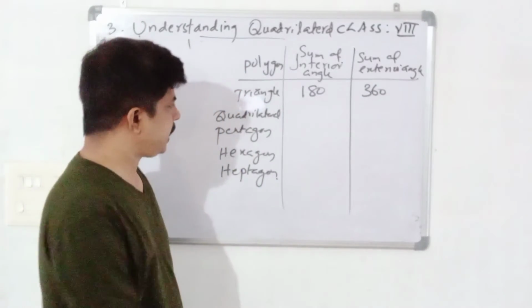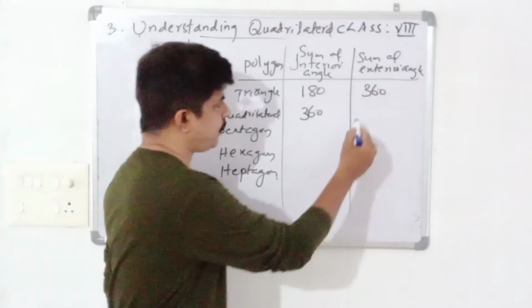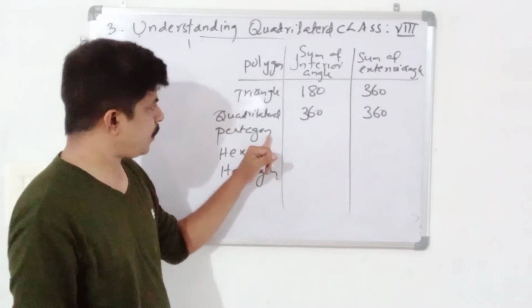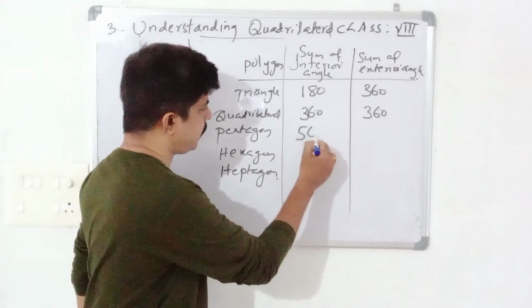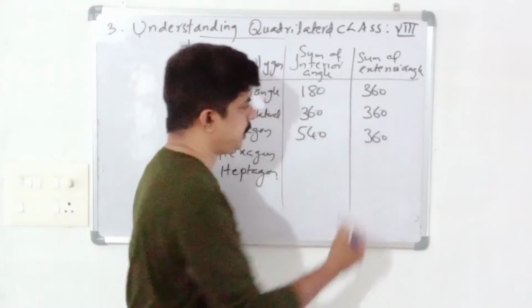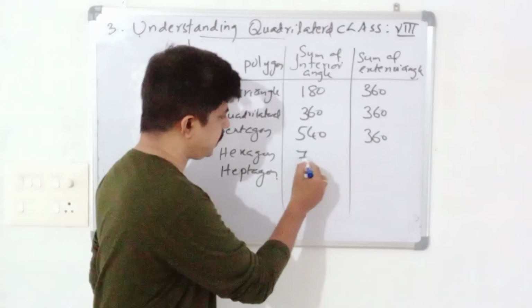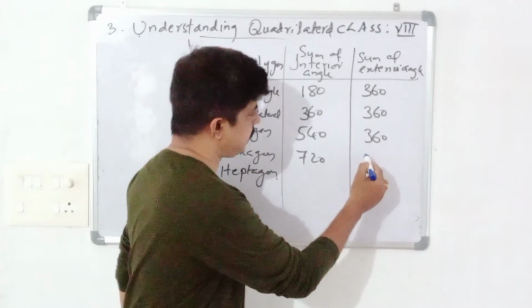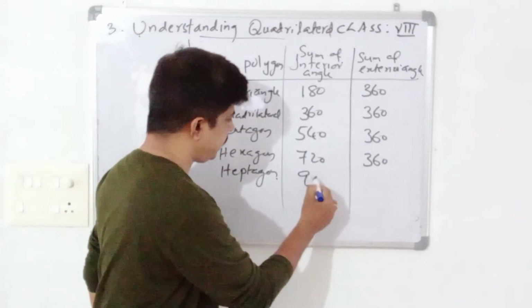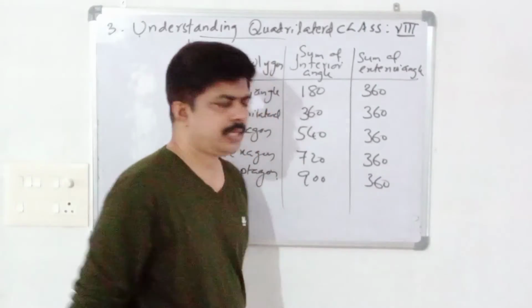What is the sum of the interior angles of a quadrilateral? 360. What is the sum of the exterior angles of a quadrilateral? That also is 360. What is the sum of the interior angles of a pentagon? 540. The sum of the exterior angles of a pentagon? 360. The sum of the interior angles of a hexagon? 720. The sum of the exterior angles is 360. The sum of the interior angles of a heptagon is 900. The sum of the exterior angles of a heptagon is equal to 360.